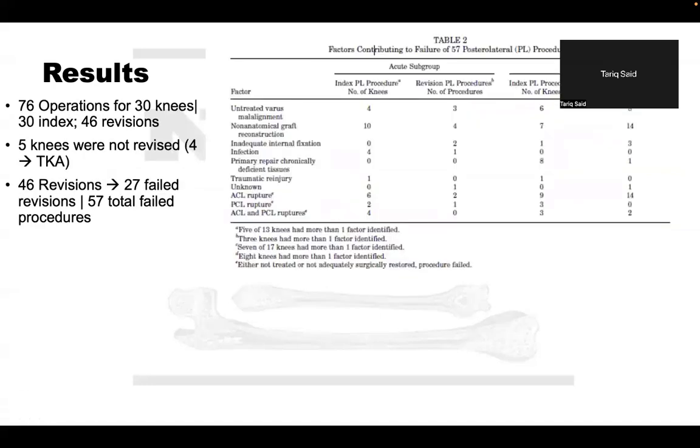And then this table looks more closely at breaking it apart between the acute subgroup and the chronic subgroup. The big thing was that there were a lot more revisions in the chronic subgroup, especially in non-anatomical graft reconstructions, which is what this paper starts to get a hint towards. So 10 of them had index procedures with non-anatomical graft reconstructions. 4 of them then had revisions of those graft reconstructions in the acute subgroup. In the chronic, the breakdown was 7 and 14 respectively.